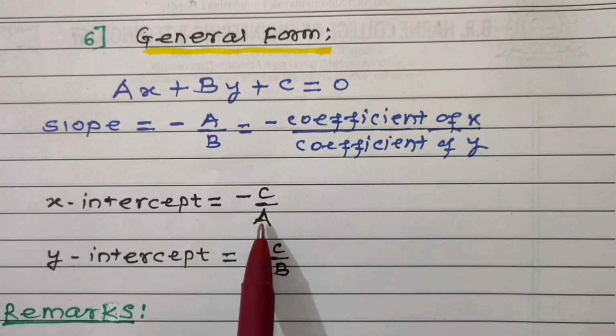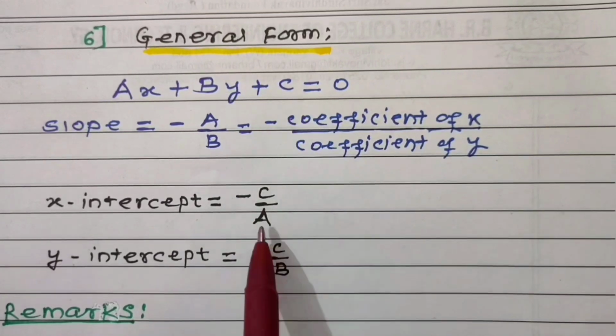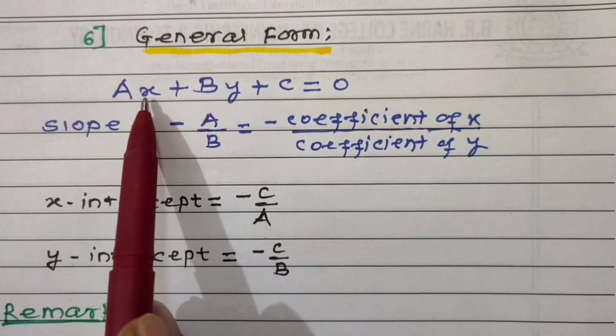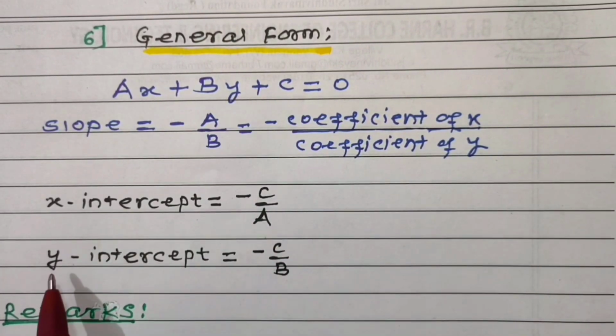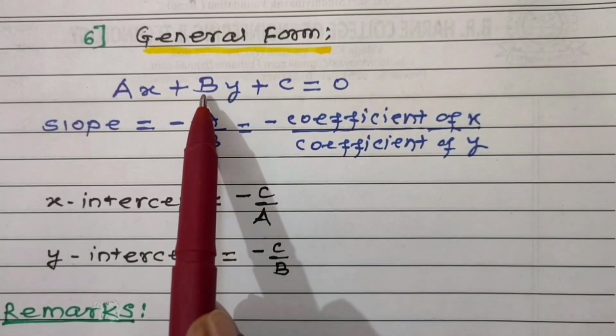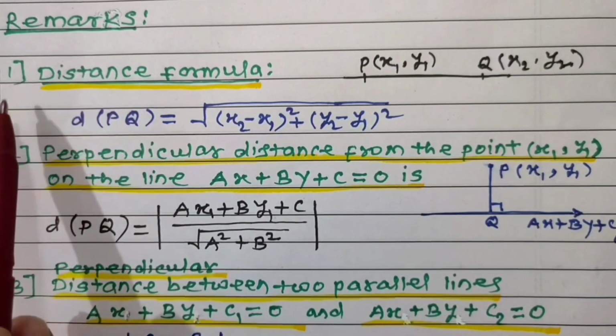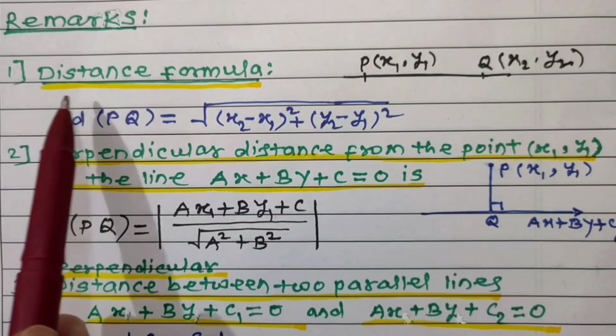minus c upon a. C is constant term in equation of straight line, this one, and a is coefficient of x in the straight line. Y intercept is given by minus c upon b. Again c is constant term and b is coefficient of y in equation of straight line. Now some remarks, or we can say notes, or some formulae.